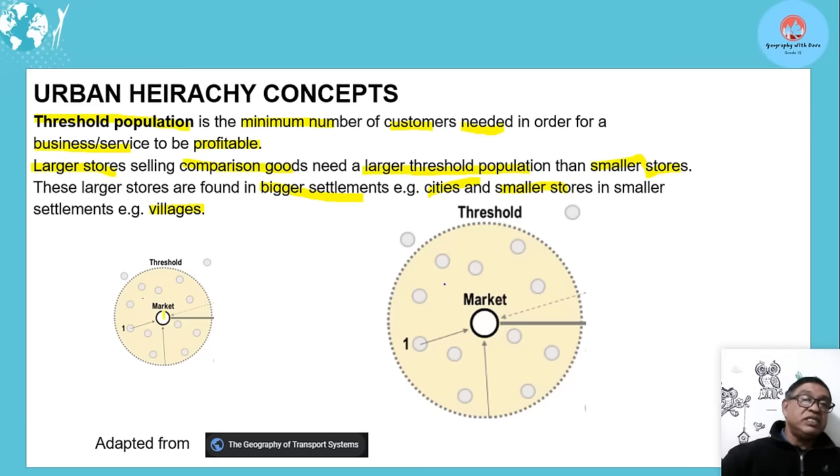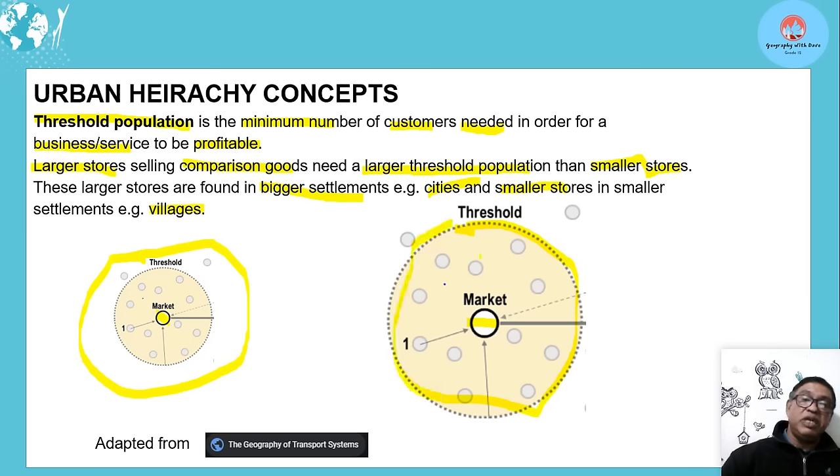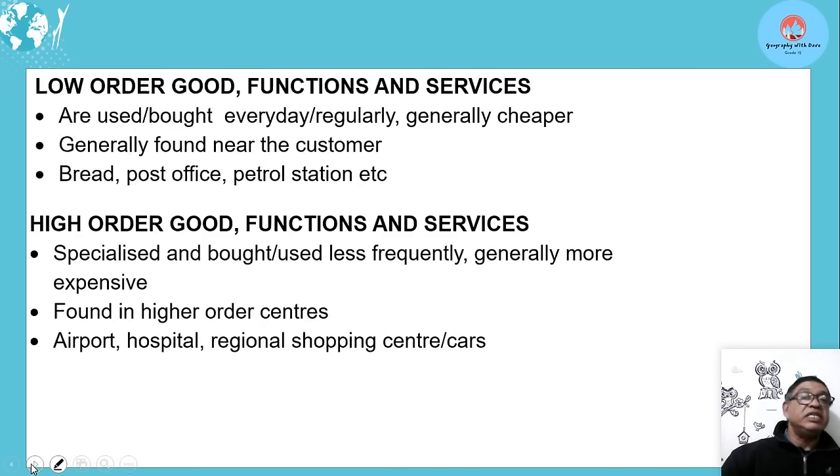If you look at this, this is the market, and its threshold population is there. It's a smaller store. This is a larger store, and its threshold population comes from all these people around here. Can you see all these people, their centers actually come to this one? So it's the minimum number of customers needed to make a profit.